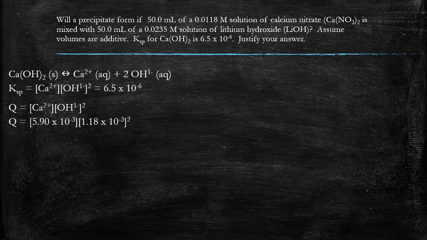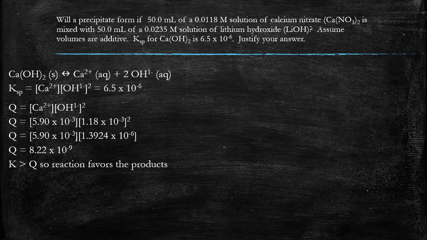So now we plug in our known concentrations, then we solve, and we get Q equals 8.22 times 10 to the minus 9th. So the value for K, 6.5 times 10 to the minus 6th, is greater than Q, so the reaction will favor the products, which means the precipitate will not be formed.